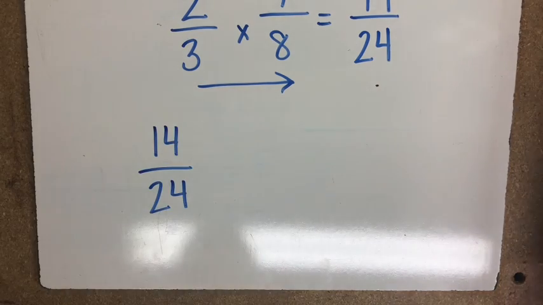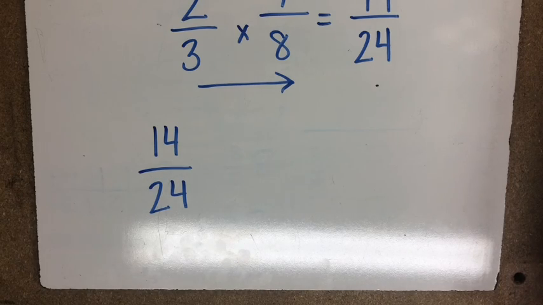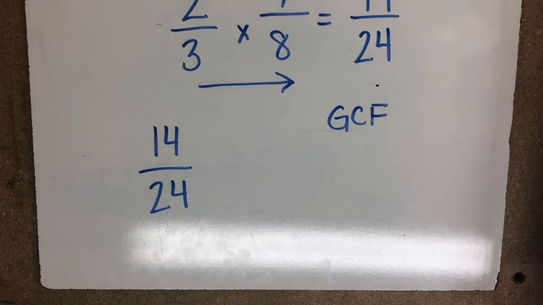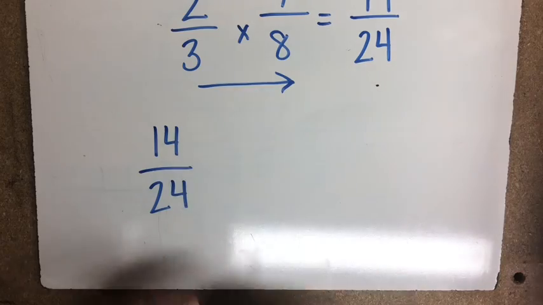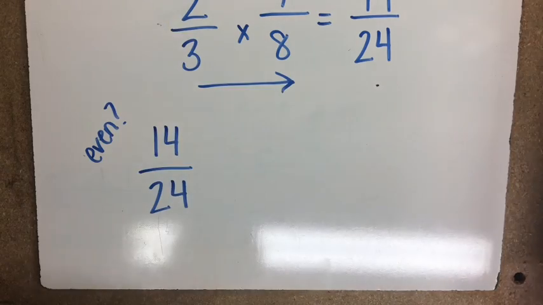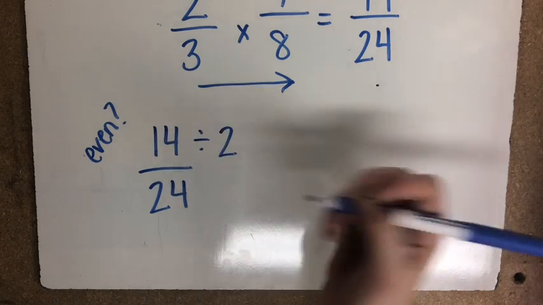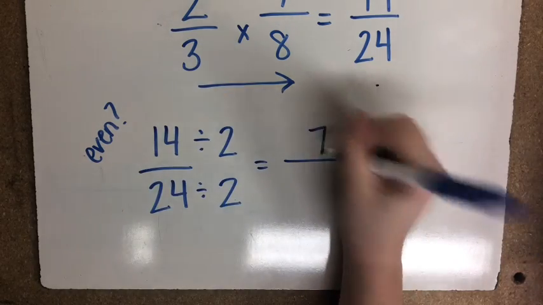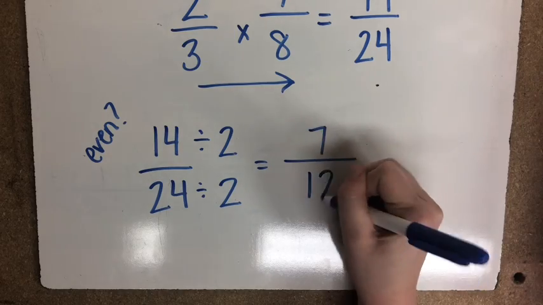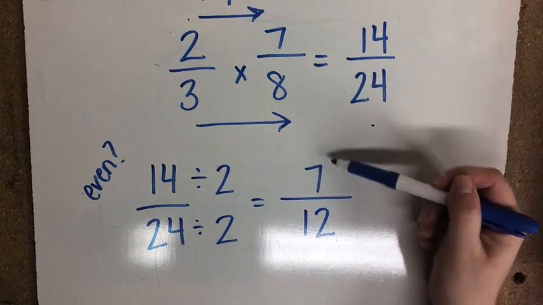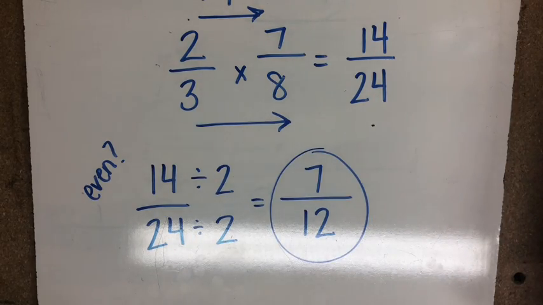Okay, so some tricks that can help us in order to simplify: first you could find the greatest common factor, but that can take some time. A good hint to use is if both the numbers on the top and the bottom are even, you can always divide 2 out of both of them. So I could divide 14 divided by 2, and I can do 24 divided by 2. 14 divided by 2 is 7. 24 divided by 2 is 12. So that means 2/3 times 7/8 simplified equals 7/12.